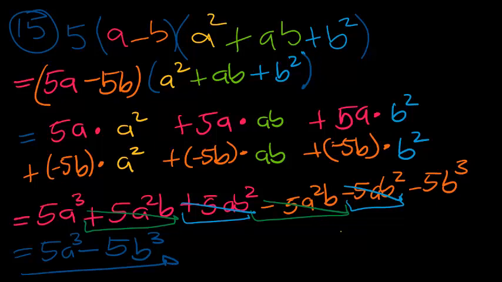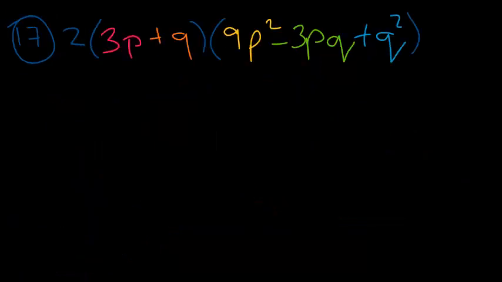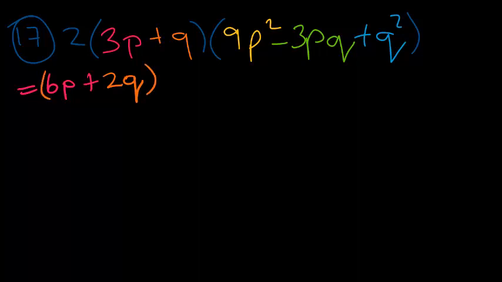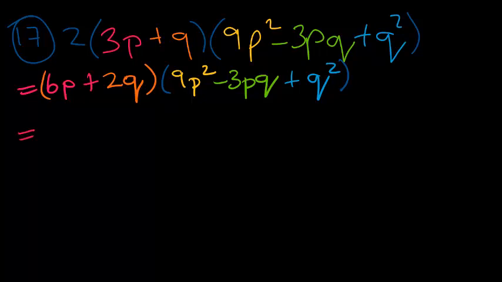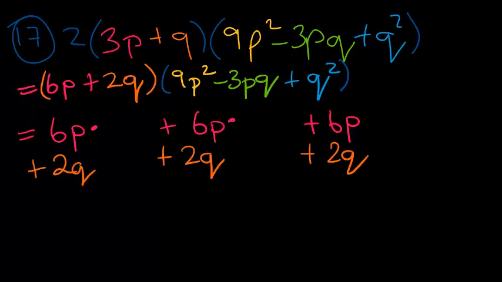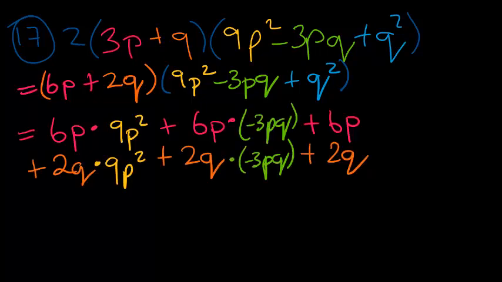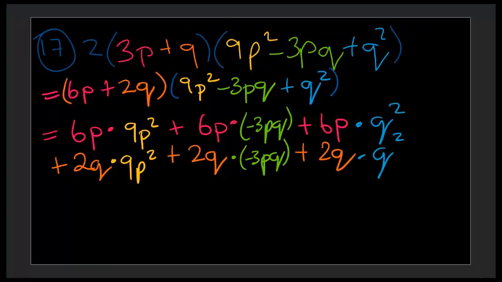All right, next question. I've got 2 multiplied by my binomial multiplied by my trinomial. So I'm going to start by multiplying the 2 in. 2 times 3 is 6p. 2 times 1 is 2, so this becomes plus 2q. Okay, so that's my first bracket. My second. Okay, let's do our pink numbers. So it's 6p. Let's do our orange numbers. Yellow, green, and blue.